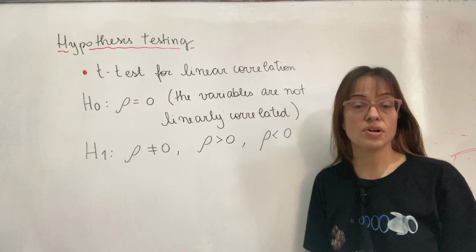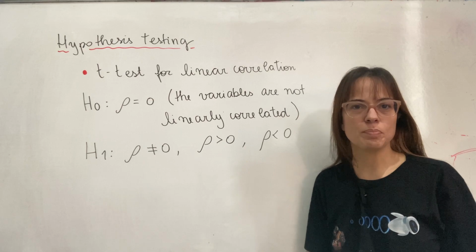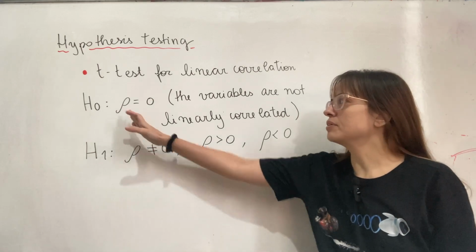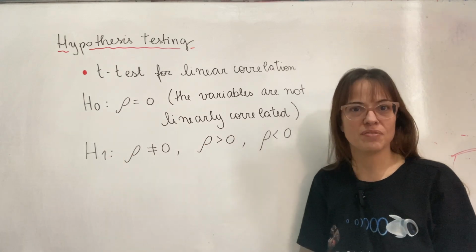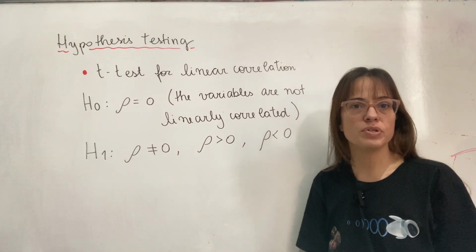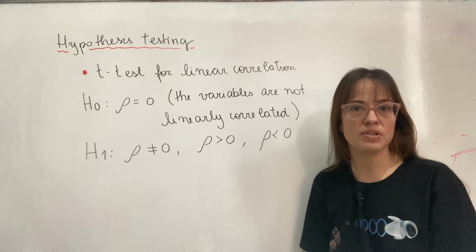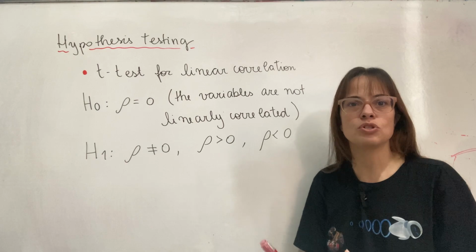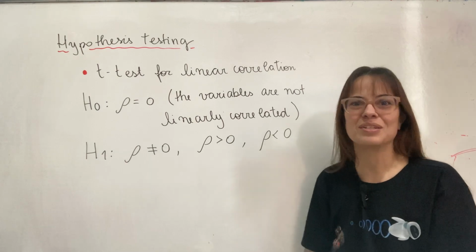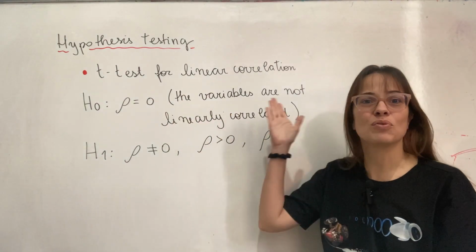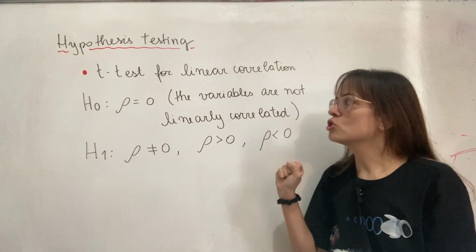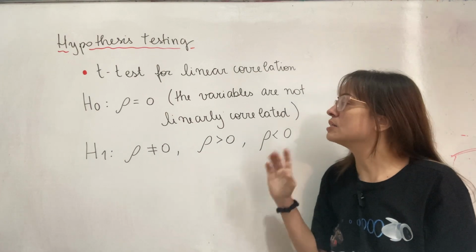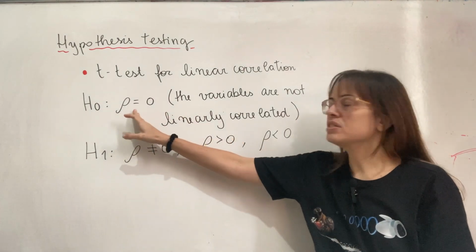Like I mentioned in the other video, all kinds of hypothesis tests have some of the same elements, like the null hypothesis and the alternative hypothesis. In the other video, we studied the chi-squared goodness of fit test and some t-tests that were trying to test something different than this one. This is the t-test for linear correlation. So the null hypothesis that you're going to use in this case is always this. Rho is equal to 0.